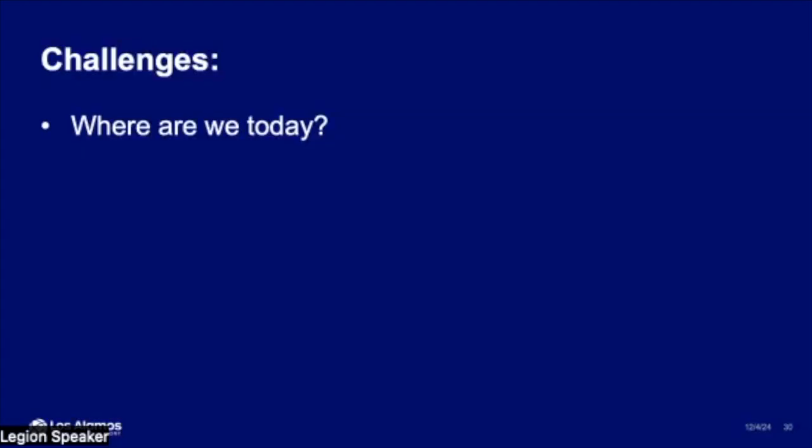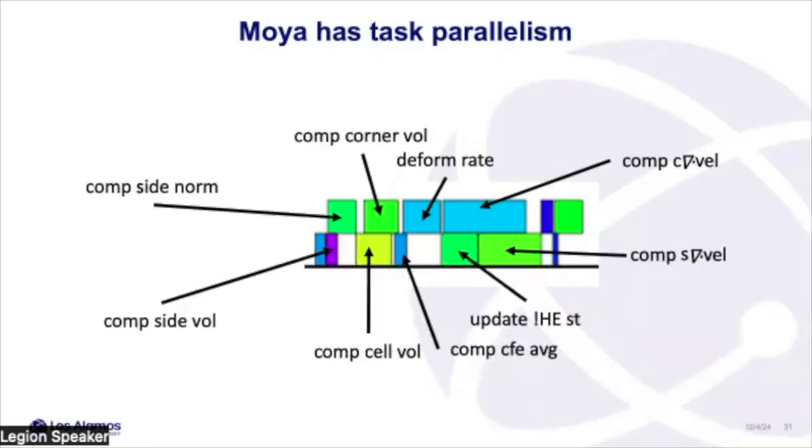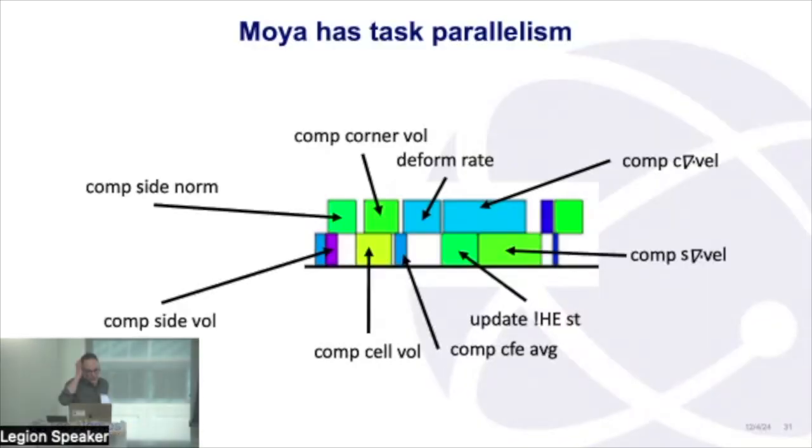So that brings us to today. And today we have Moya, which has task parallelism in it. So this is a profile from a single GPU run of Moya. And I want to point out that no work has been put into fragmenting or fusing the tasks, any sort of optimization like that. This is just the grouping that made sense to the physicists when they wrote it. And we have overlap.